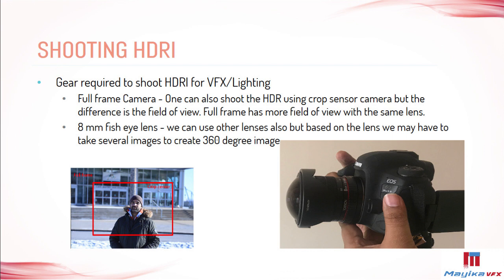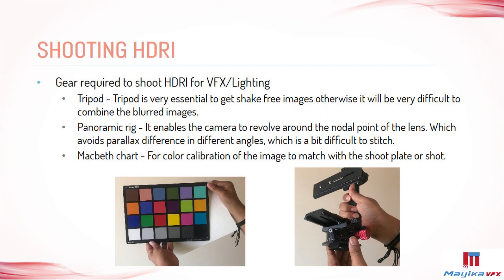So for this video I am using 6D Mark II and 8 mm fisheye lens. We need a tripod. Tripod is very essential to get shake-free images, otherwise it will be very difficult. Then we need a pano rig. You can see the right bottom image, which rotates 360 degrees. So if we are using an 8 mm lens, then we can use 3 angles of 120 degrees. We also need a Macbeth chart for color calibration.